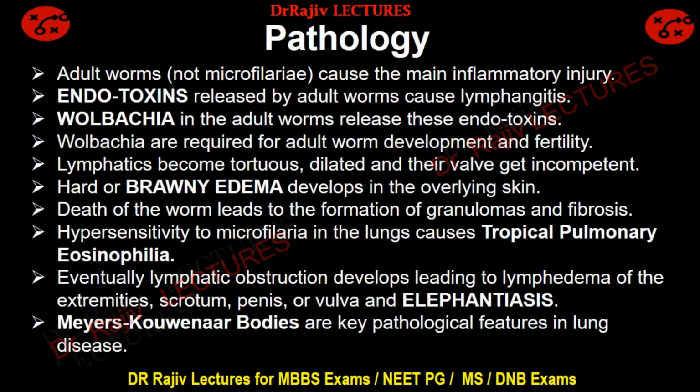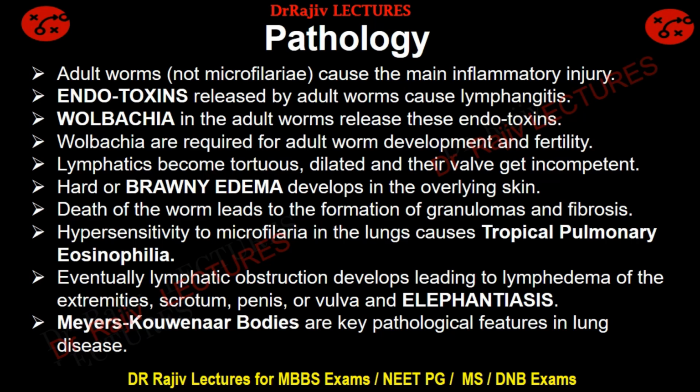Lipopolysaccharide endotoxins released by adult worms cause lymphangitis, leading to lymphangiectasia, lymphatic destruction, and the chronic manifestations like lymphedema and hydrocele. Inflammation of the spermatic cord, epididymis, and testis is also common. Adult worms are found in efferent lymphatics and sinuses of lymph nodes. They cause lymphatic dilatation and thickening of its walls.